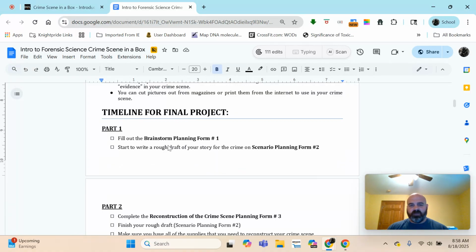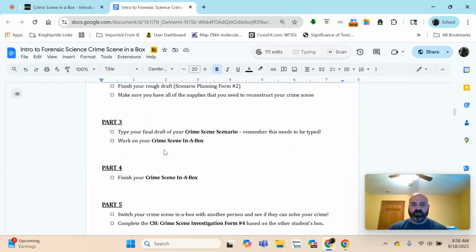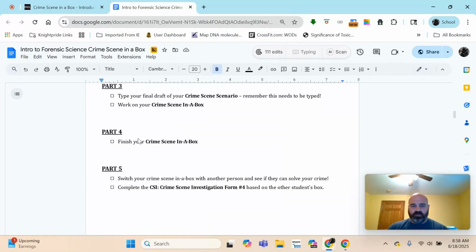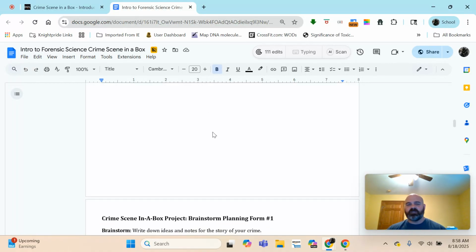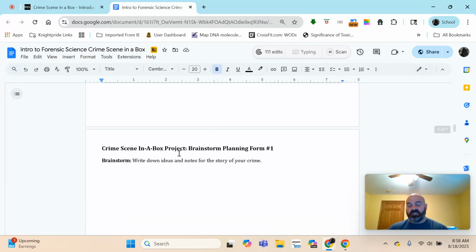So again, the different things: brainstorm planning forms, scenario planning forms, all of those different things, building the crime scene in a box, and then obviously filling out other information based on other people's work. I've got something a little different that we do, but you still get the idea. So this, like I said, is a collection of the entirety of the project.